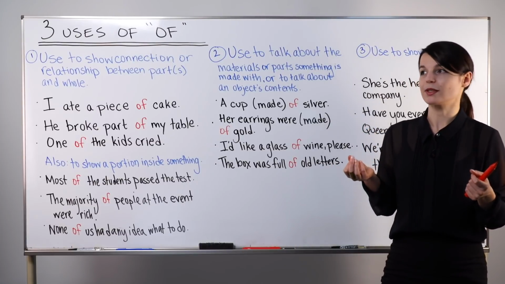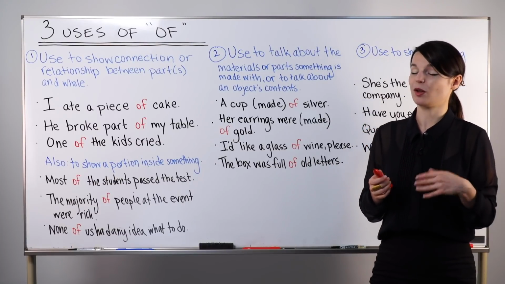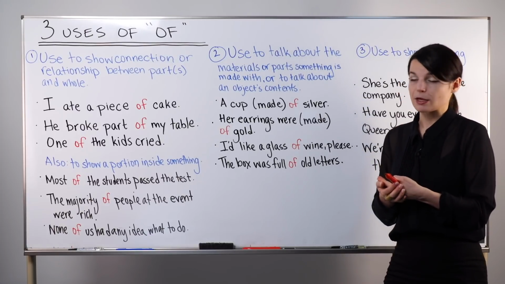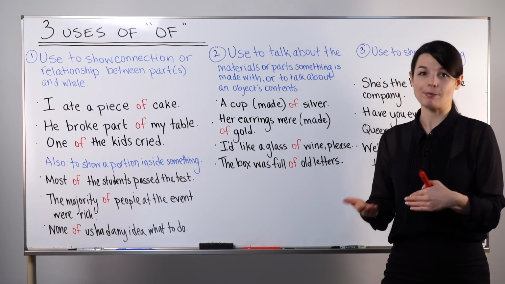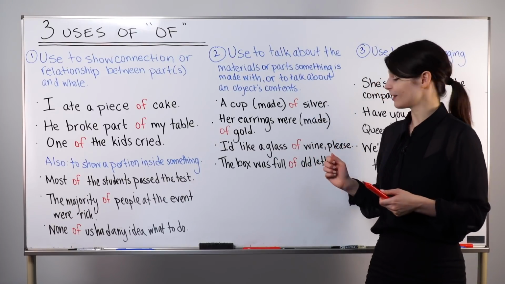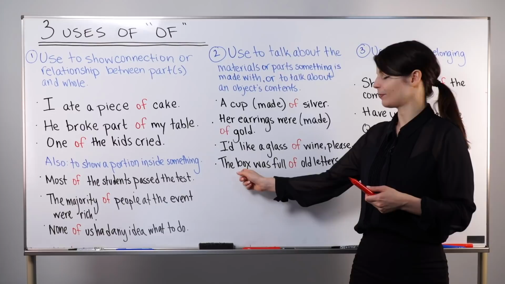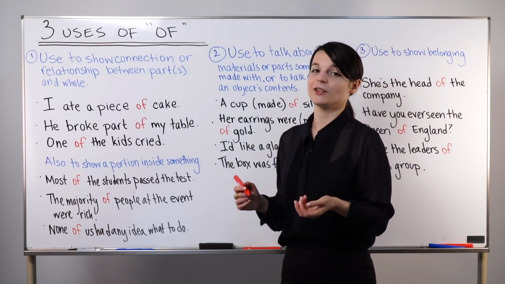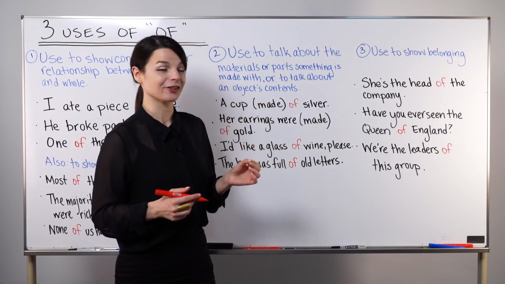We sometimes use that. It sounds a little bit more formal, a little bit more polite. But when you want to talk about the contents of something, in this case a box or perhaps a bag, a purse, you can use of to connect the contents with the object itself. Okay, so with this in mind, let's continue to our last use of of for this lesson.